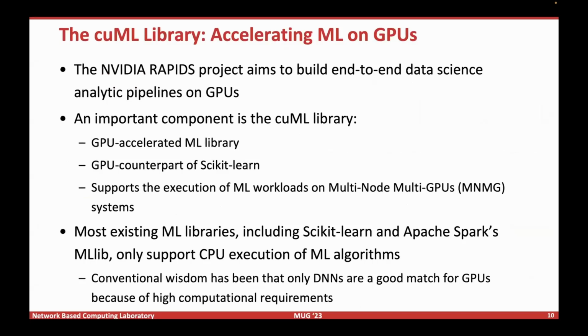So this is an overview of the cuML library. This is coming from the NVIDIA RAPIDS project that aims to build end-to-end data science pipelines on the GPU. cuML is one of the important parts, and it's fair to say that this is the GPU counterpart of scikit-learn, and it supports the execution of ML workloads on multi-node, multi-GPU systems. And as I've mentioned earlier, most of the other ML libraries like scikit-learn and Apache Spark MLlib only support CPU execution of ML algorithms.